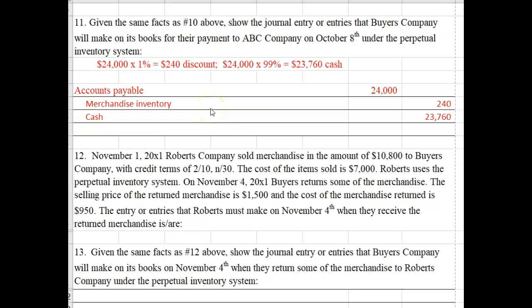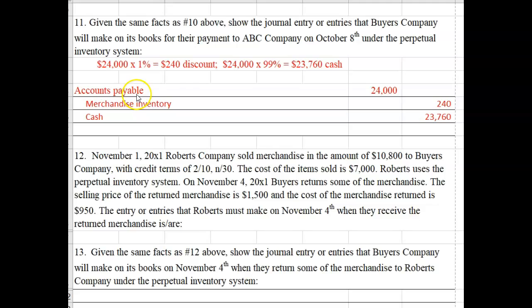The same calculations apply. $24,000 times 1% is a $240 discount. $24,000 times 99% equals $23,760 cash that buyers will pay.